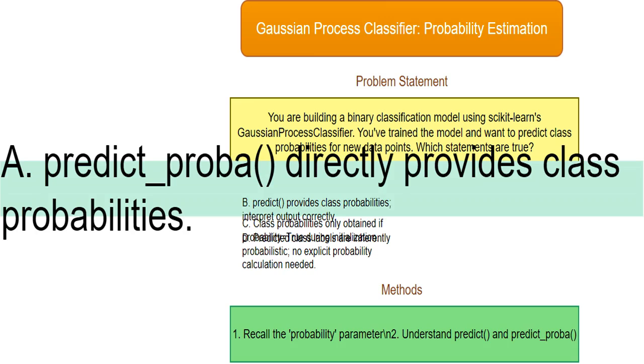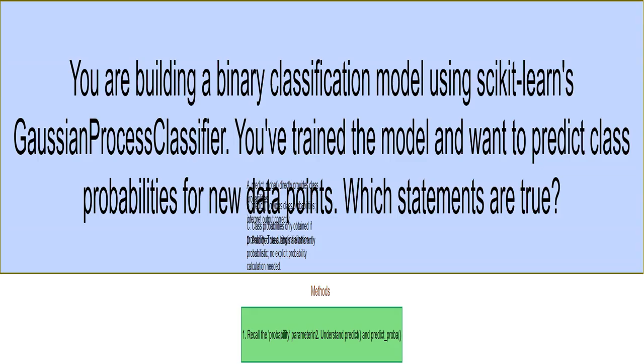No, the predict method only gives the predicted class labels 0 or 1, not the probabilities. It's a final decision, not a probability estimation. The predictProba method gives class probabilities.